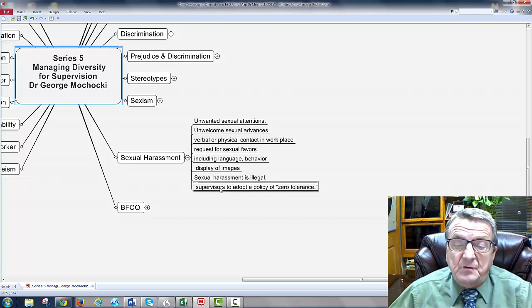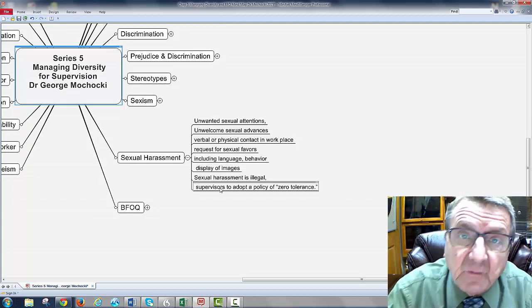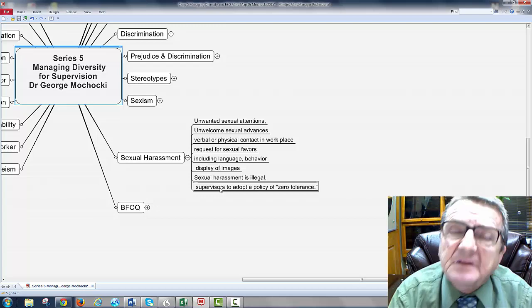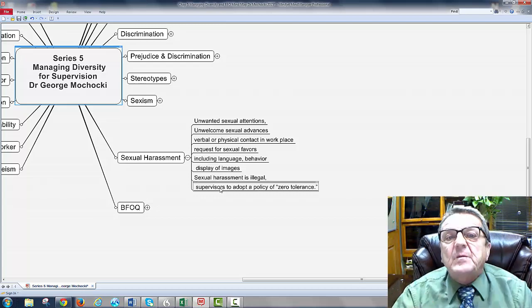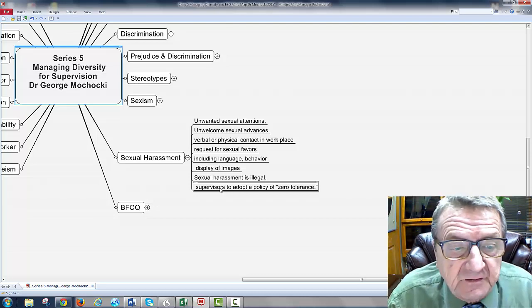Supervisors have to adopt a zero tolerance. I see something there, I say, hey, that is not acceptable. I do not want that. That's it. Next time I'm writing you up. Give the person an advantage, because a lot of times you have younger individuals that may use slang or something in their culture. They don't think of it as sexual harassment.